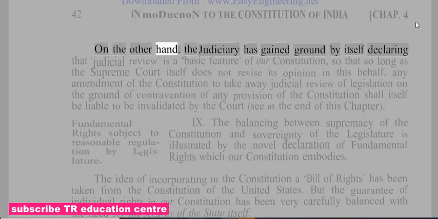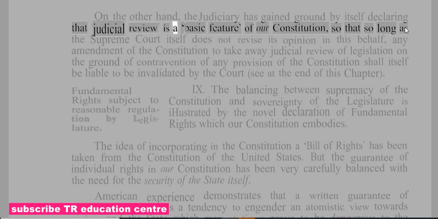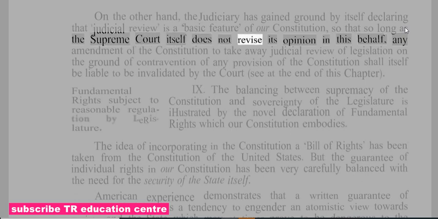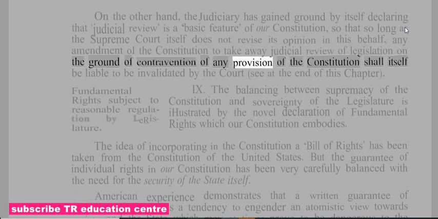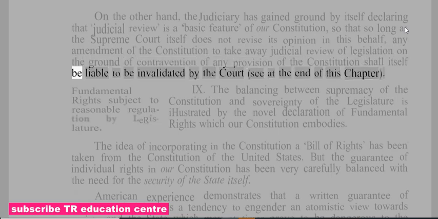On the other hand, the judiciary has gained ground by itself declaring that judicial review is a basic feature of our Constitution, so that so long as the Supreme Court itself does not revise its opinion in this behalf, any amendment of the Constitution to take away judicial review of legislation on the ground of contravention of any provision of the Constitution shall itself be liable to be invalidated by the court. See at the end of this chapter.